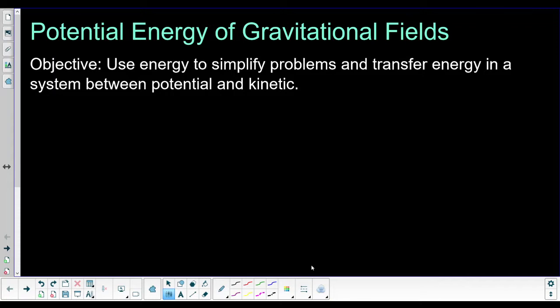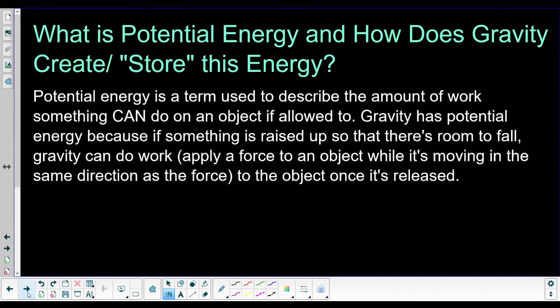Okay. So let's go ahead and talk about energy and gravity today. So the first thing we want to ask is, what is potential energy? And how does gravity make this energy or store this energy? What's special about it that the energy is there?